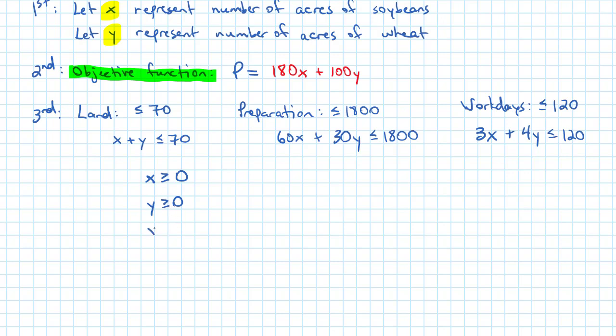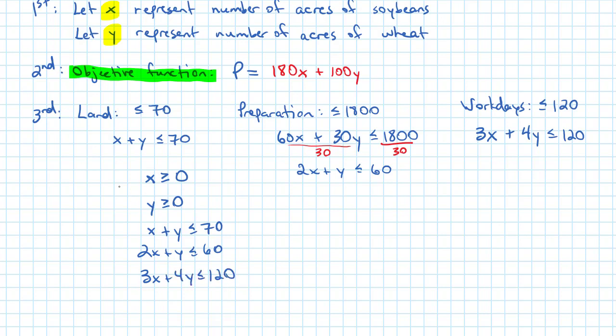Now we list the other 3. X plus Y is less than or equal to 70, and now I can see that for this inequality, all terms here are divisible by 30, so I'm going to divide both sides by 30 to make this a little easier to work with. So that's going to give me 2x plus y is less than or equal to 60. And then last we have 3x plus 4y is less than or equal to 120. So those are the constraints that we're working in.